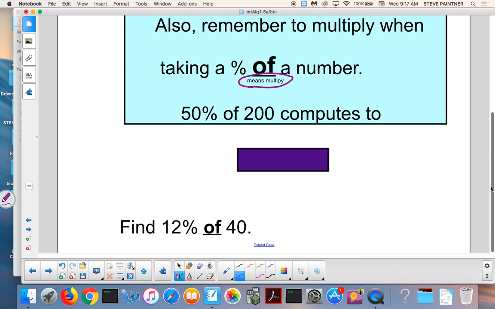The answer is 100. Now, how would we show our work? We would probably convert this to a decimal, right? Point what?